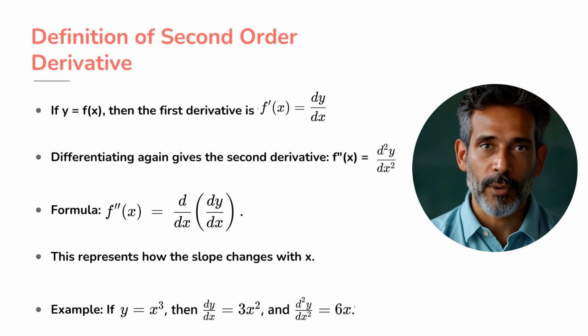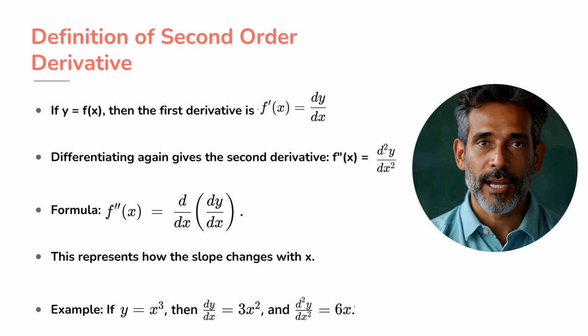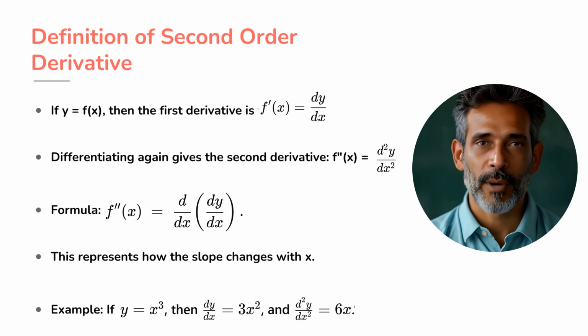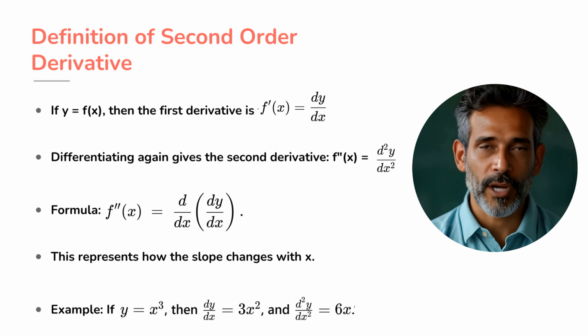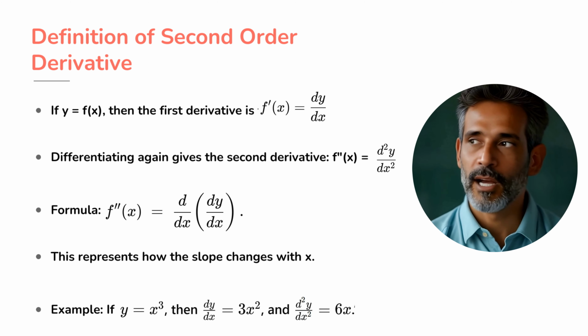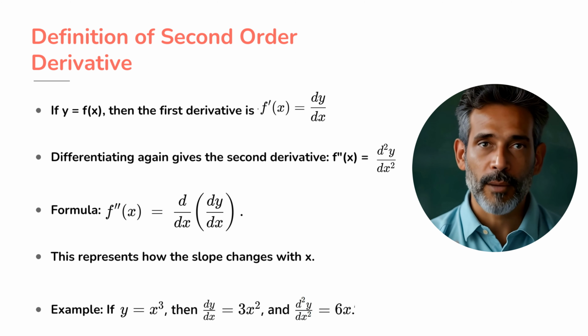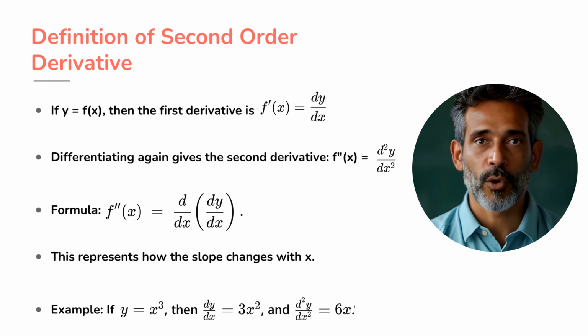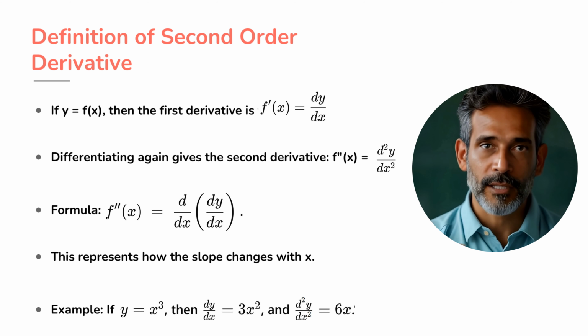Let's take an example. Suppose y equals x cubed. Then the first derivative dy by dx equals 3x squared. Differentiating again, we get d squared y by dx squared equals 6x. So the slope is not constant, it changes at a rate of 6 times x.